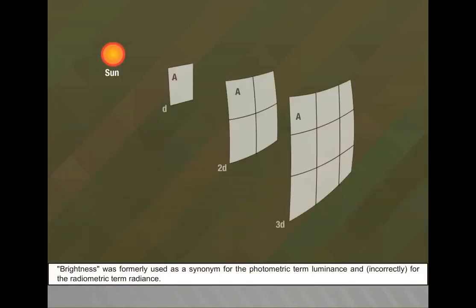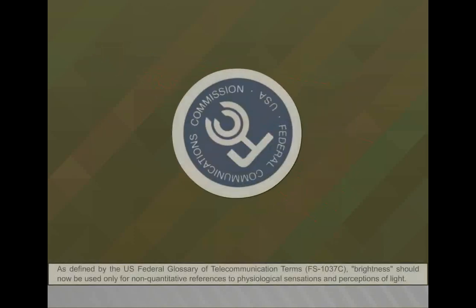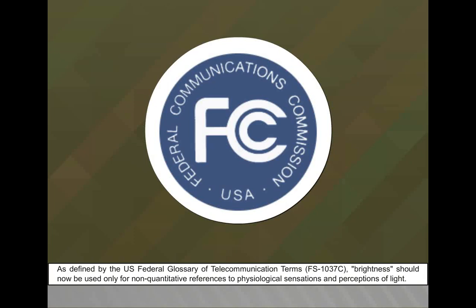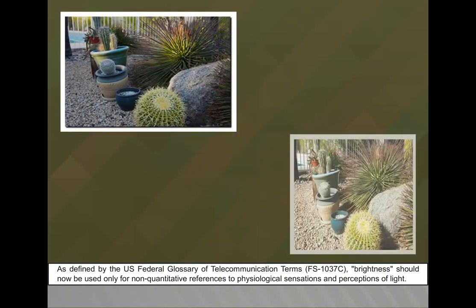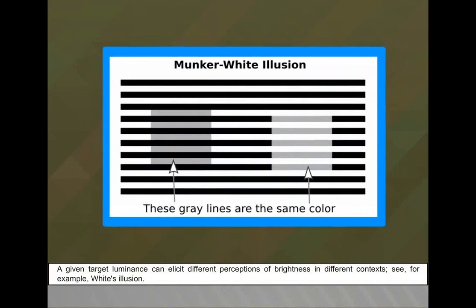Brightness was formerly used as a synonym for the photometric term luminance and incorrectly for the radiometric term radiance. As defined by the U.S. Federal Glossary of Telecommunication Terms, FS 1037C, brightness should now be used only for non-quantitative references to physiological sensations and perceptions of light. A given target luminance can elicit different perceptions of brightness in different contexts. See, for example, White's illusion.